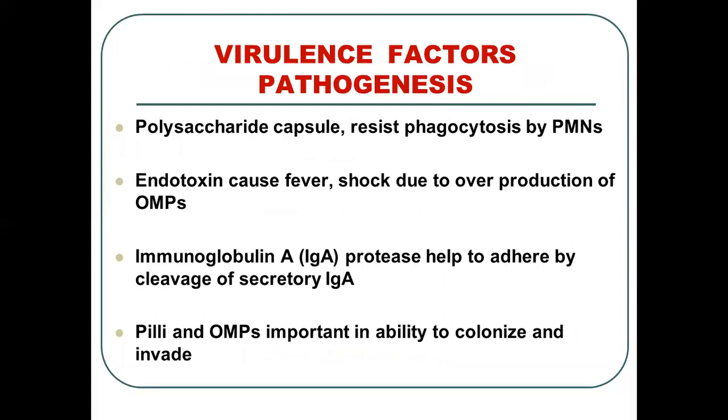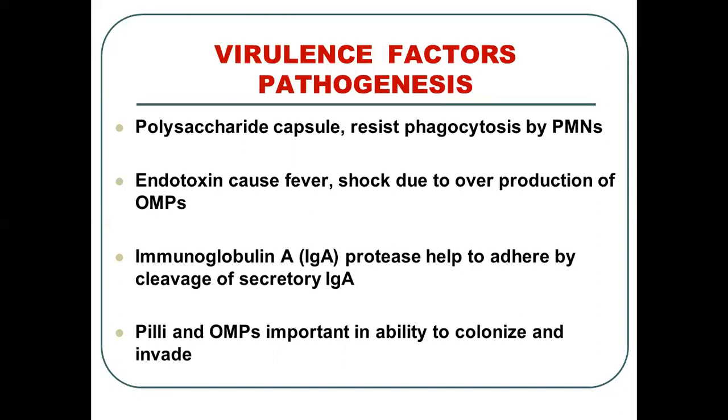Now, regarding virulence and pathogenesis, I am time and again emphasizing the polysaccharide capsule, which is very virulent. It resists phagocytosis by the PMNs, polymorphonuclear cells, and does not allow the first line of the body's immune system to overcome it. Now, the endotoxins: because the organism is gram-negative, it has a lipopolysaccharide cell membrane that acts as an endotoxin, and because of the action of the endotoxin, there is fever and shock, due to overproduction of the outer membrane proteins.